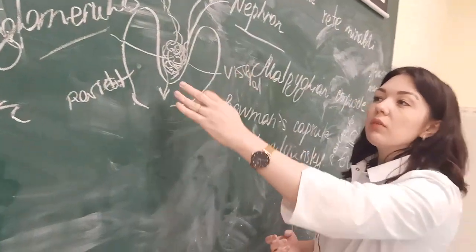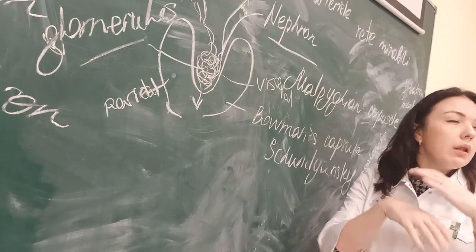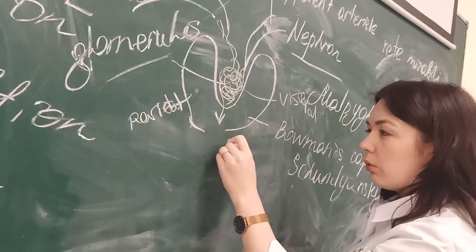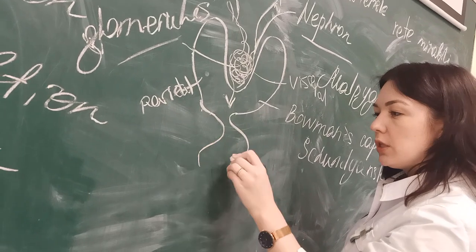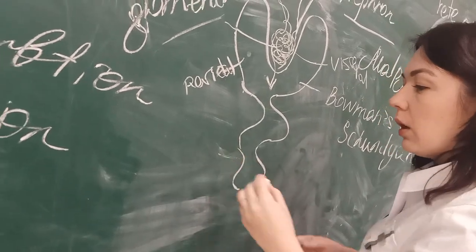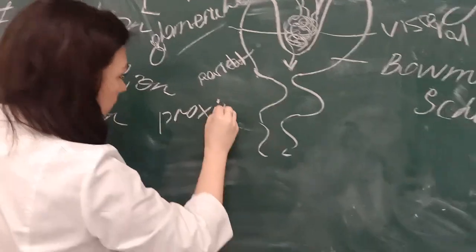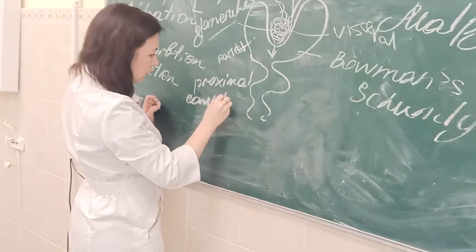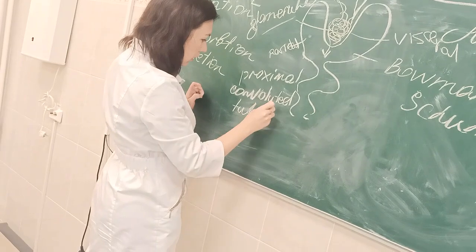So these cells cannot pass. But all the rest of the things, except large proteins, pass, yes, and they form primary urine. After that, this primary urine enters the system of tubules. First it enters the proximal convoluted tubule, PCT.